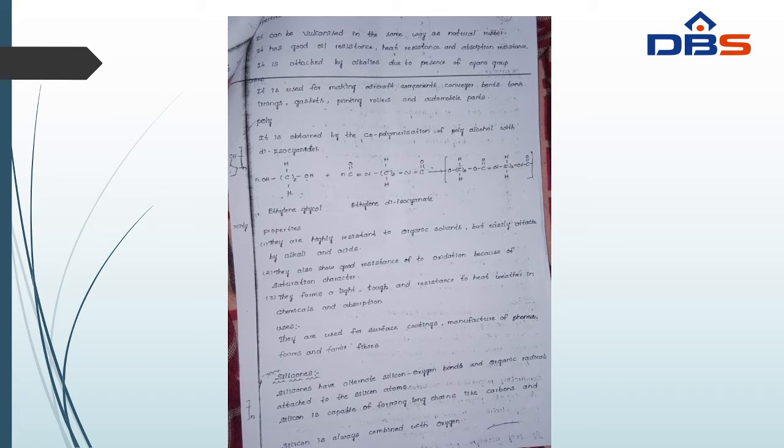It is obtained by the copolymerization of polyalcohol with diisocyanates. So that is the preparation. For example, ethylene glycol undergoes polymerization with ethylene diisocyanate to form polyurethane rubber.